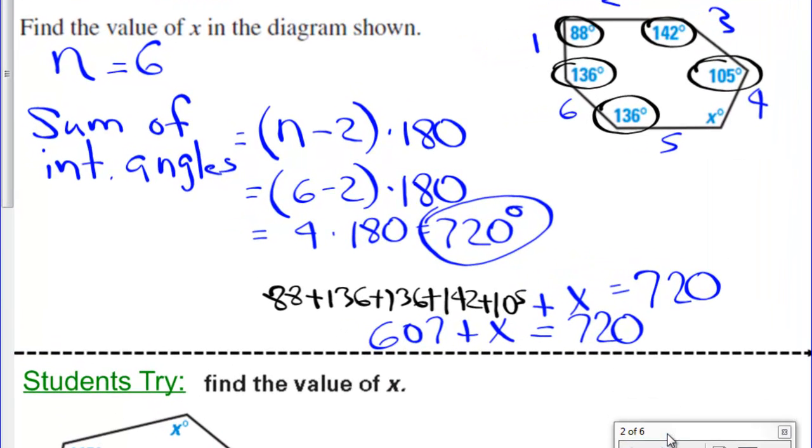Elias, how do you solve for X? And if Elias isn't here today, Victoria, how do you solve for X? All right, subtract. So once we subtract 607 from 720, class, we get what as our final answer? 113. And we are done. So for example 1, what did we just find? We found the measure of an interior angle of this polygon, and we're done.